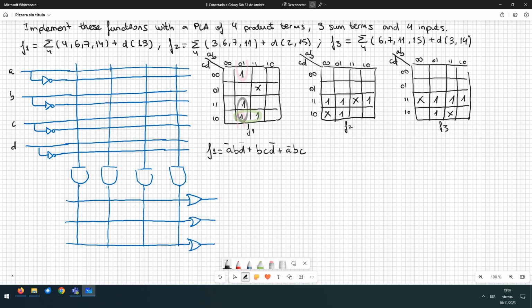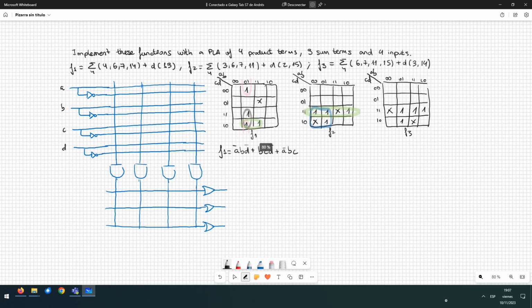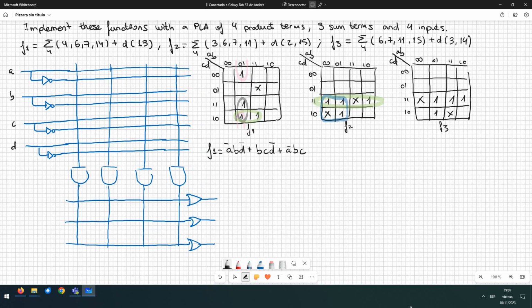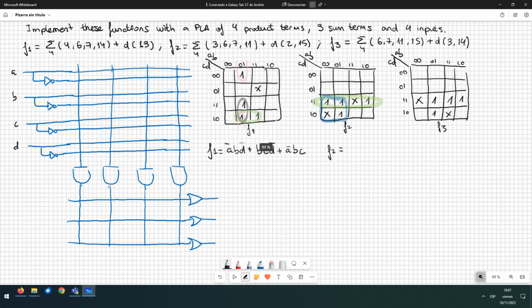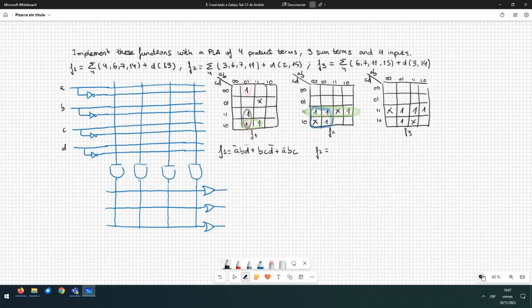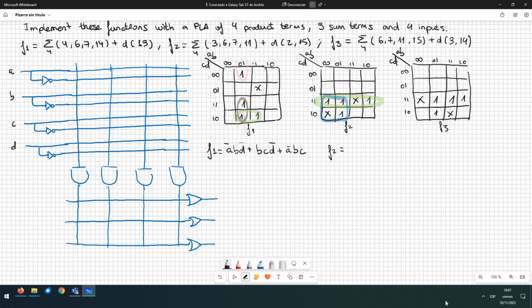In the case of F2, we have two prime implicants using the don't cares, that are the following, this and this. So F2 is the sum of both essential prime implicants, because both of them are essential. So we have these product terms.